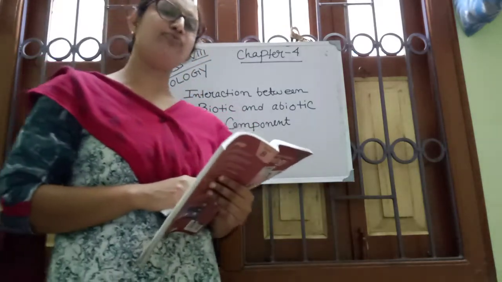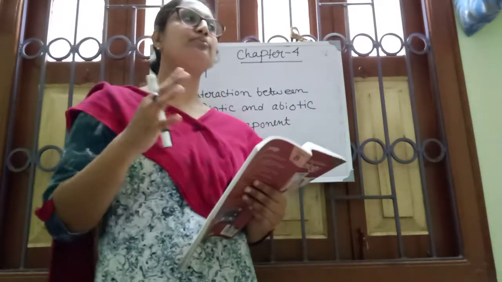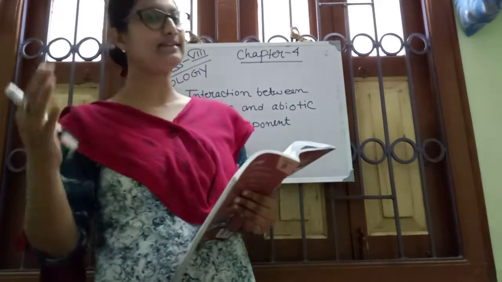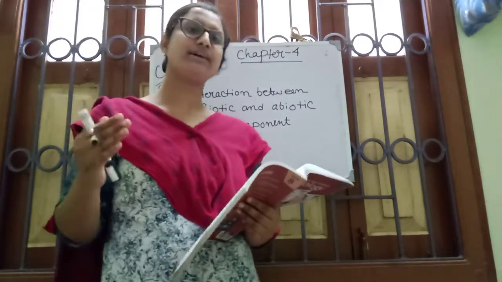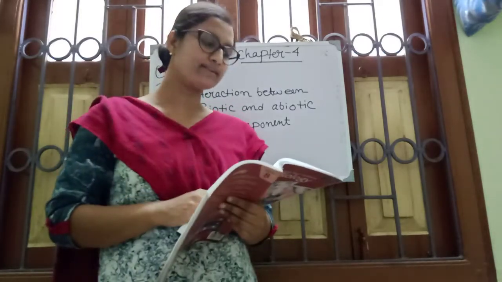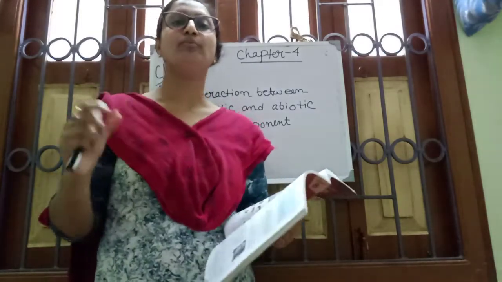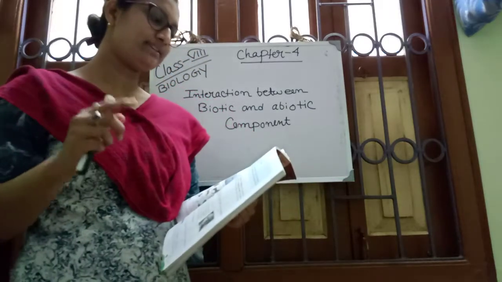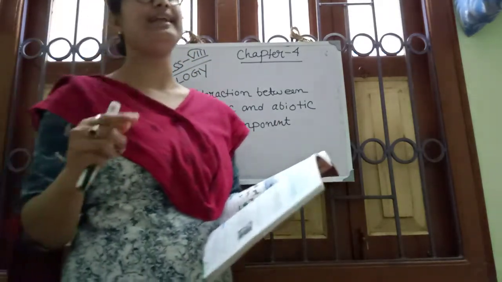Producers prepare food for the consumer. The consumers eat the producers, and when the producers and the consumers die, they are decomposed into simple substances by the decomposers. These are put back into the soil, air and water.